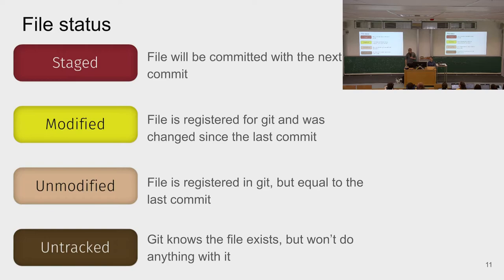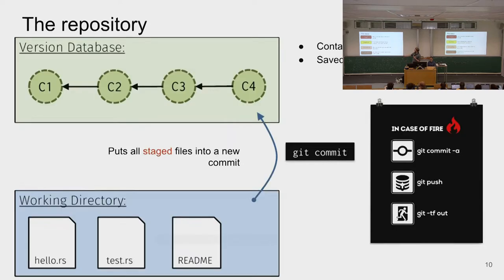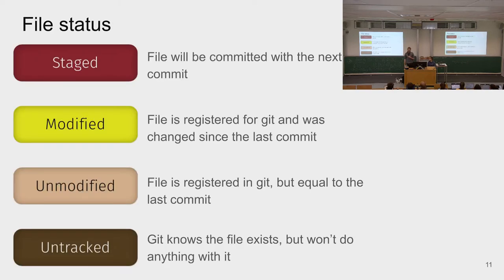Okay, so like I said, when you do a commit, Git puts all staged files into a new commit, and there are several file statuses which Git sees. Let's start from bottom to top. If you initialize a new Git repository for a certain directory, first of all, files will be untracked. With untracked files, Git knows they're there, but Git won't do anything. If you git commit, nothing is going to happen because they are not tracked by Git.